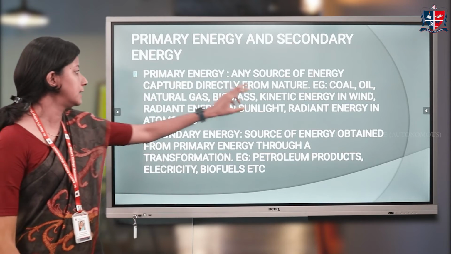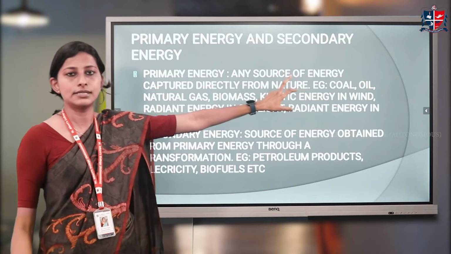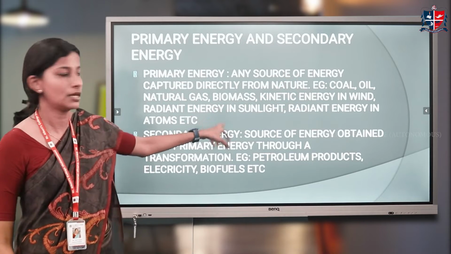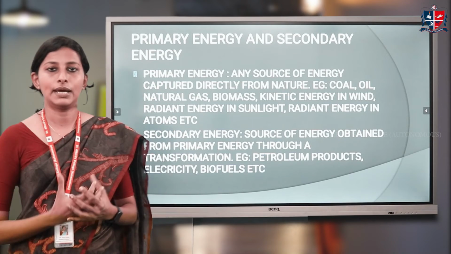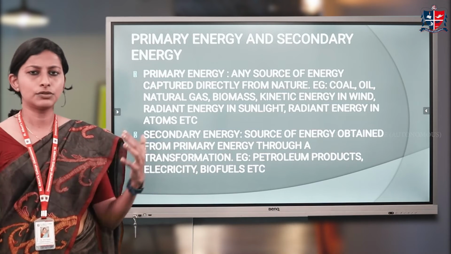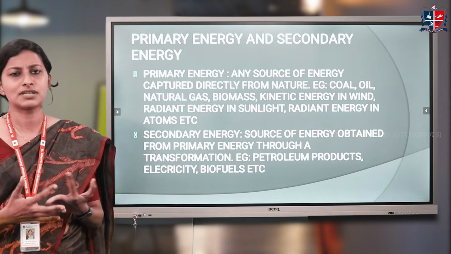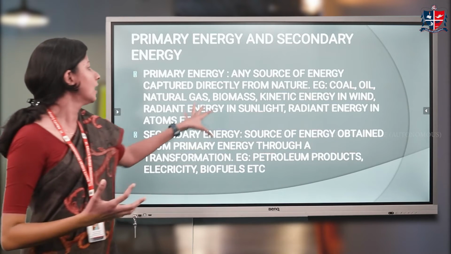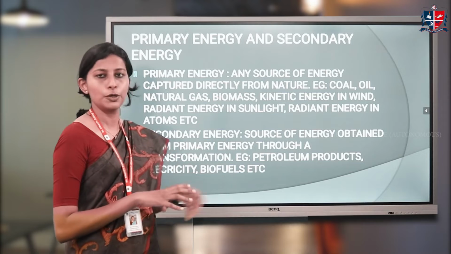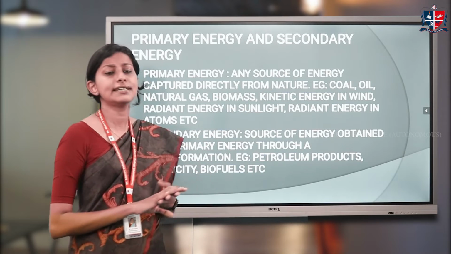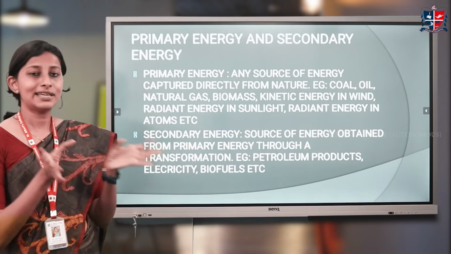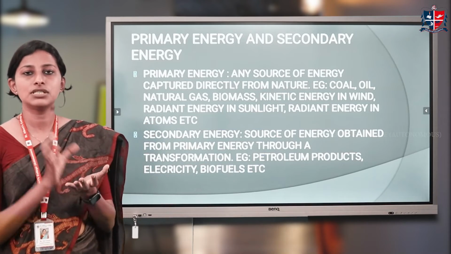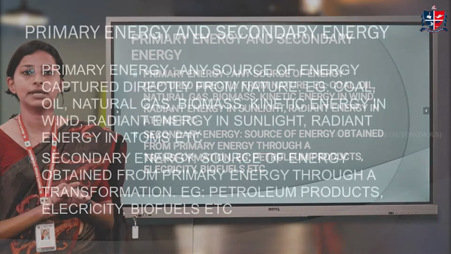The examples are cited here. Coal is available as it is. Oil, natural gas. What is biomass? Biomass means the degraded element, the accumulated matter found from agricultural waste, crop residues, animal waste, etc. They decompose or accumulate to form biomass. Then there is kinetic energy in wind. The moving wind, we all know that there is kinetic energy. Such wind as such, or such forms of energy as such, is called primary energy.